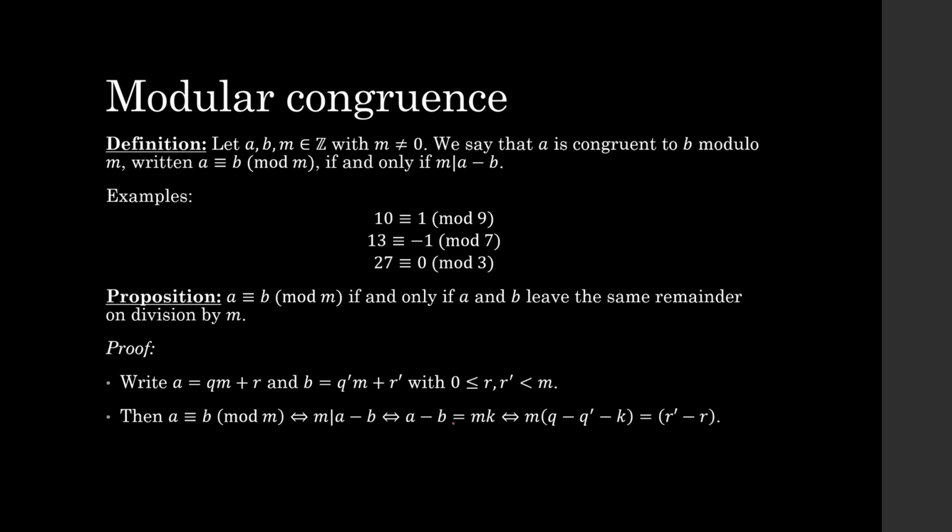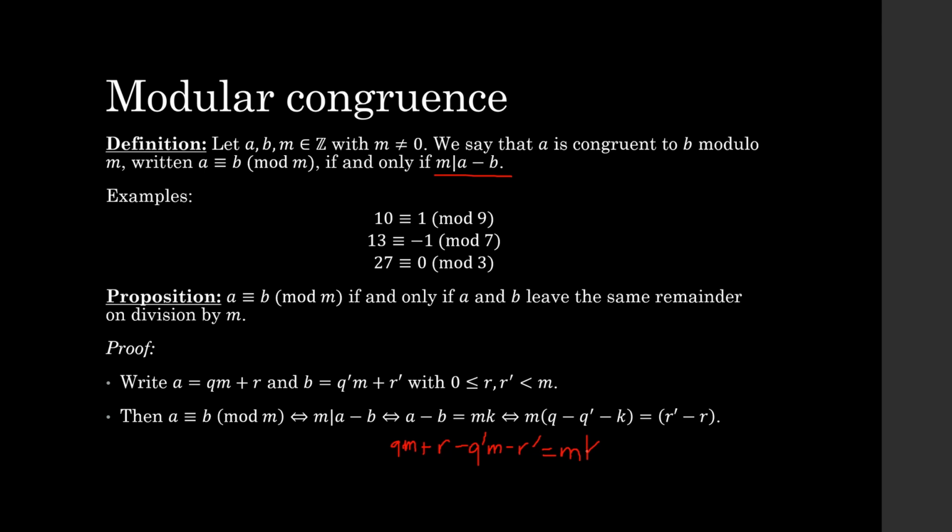So in that case, we've got that a is congruent to b mod m if and only if m divides a minus b, and that's just the definition here. So that's if and only if a minus b equals mk, by the definition of divisibility. And so we can rewrite a and b as qm plus r, so that we get qm plus r minus q'm minus r' equals mk.